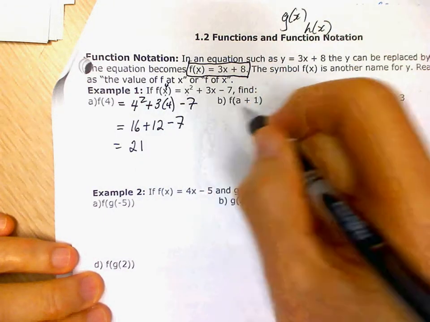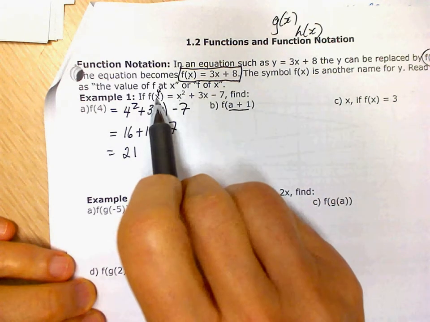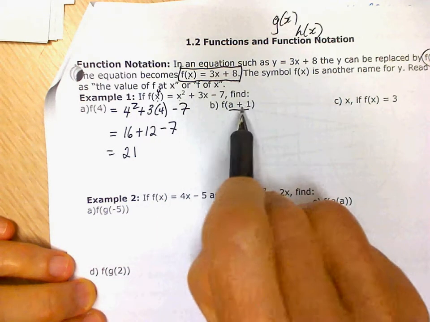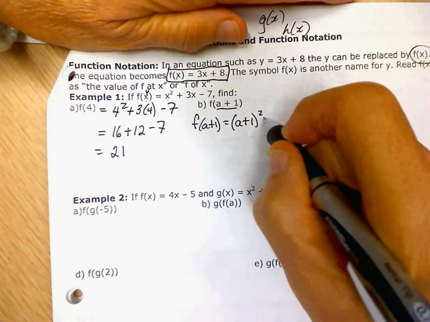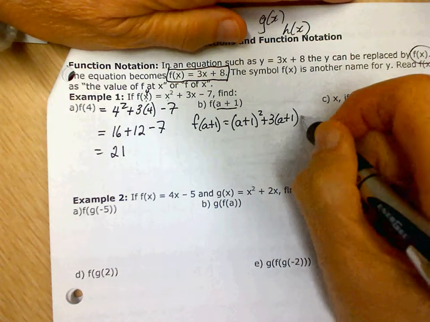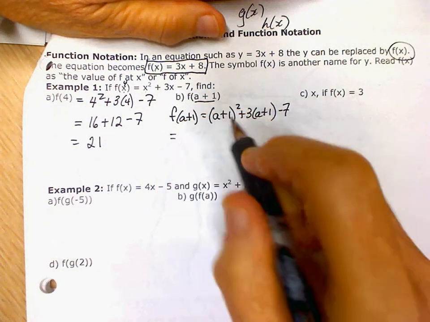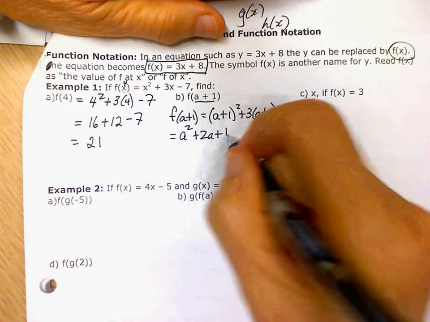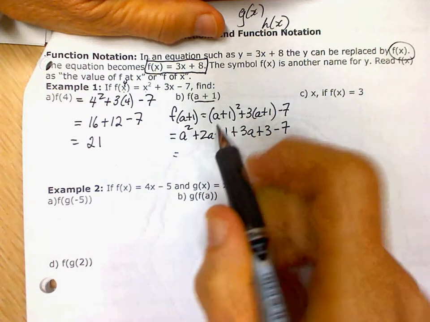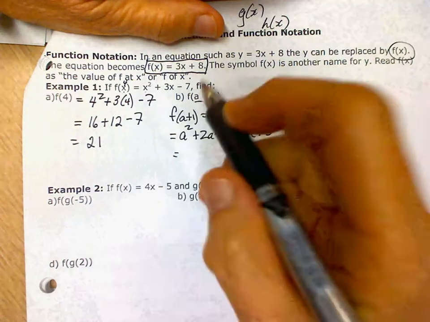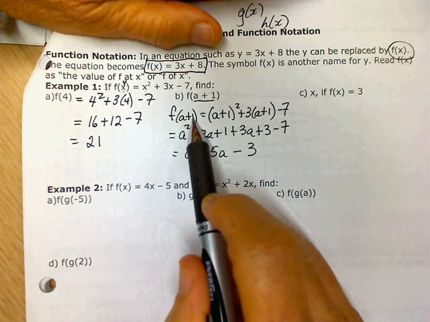Okay, let's try f of a plus 1. Again, notice where the x is, they put an a plus 1, and that means wherever there's an x value, sub in a plus 1. So f of a plus 1 is equal to a plus 1 squared plus 3 times a plus 1 minus 7. This is equal to a squared plus 2a plus 1. Don't forget I'm foiling there. Plus 3a plus 3 minus 7. Collecting like terms, this is a squared plus 5a plus 4 minus 7, which is minus 3. So f of a plus 1 equals this.